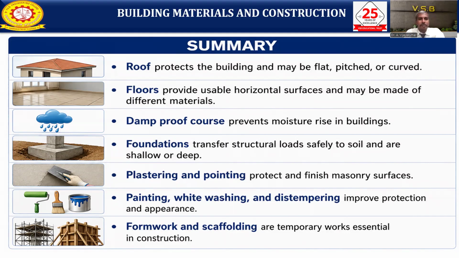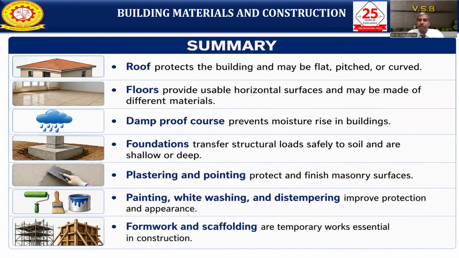First, we discussed the roof. It protects the building and may be flat. We have three types of roofs: flat, pitched, and curved roofs. Floors provide usable horizontal surfaces and may be made of different materials. Damp-proof courses prevent moisture from rising in the building. Foundations transfer the structural loads safely to the soil, and there are shallow and deep foundations. These are the two types of foundation.